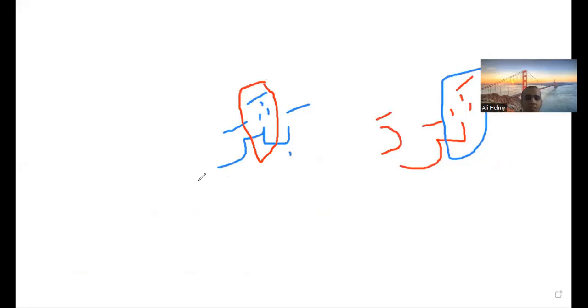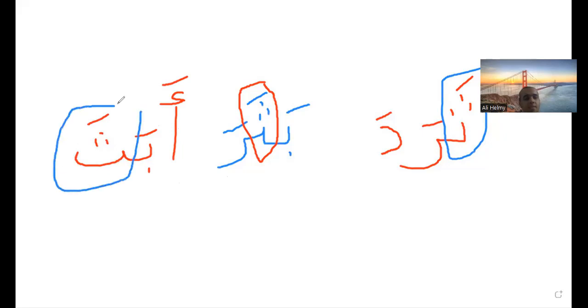Last one, like this one. A, ba, ta. So over here, this is ta in the end, as you can see here. So we have ta in the beginning, ta in the middle, and ta in the end. Right? How's it going? Is it easy?